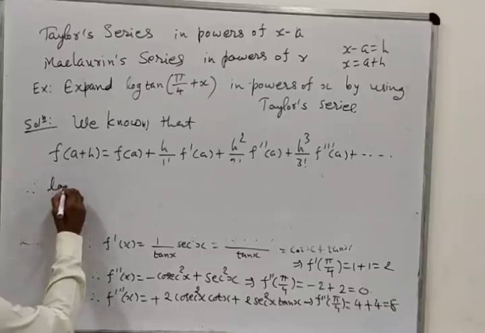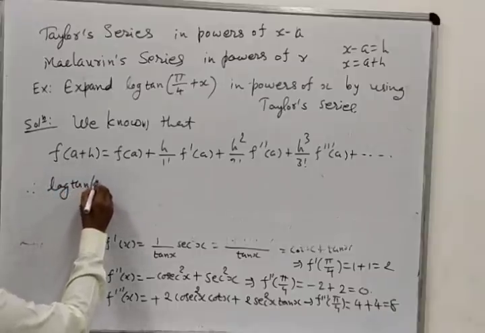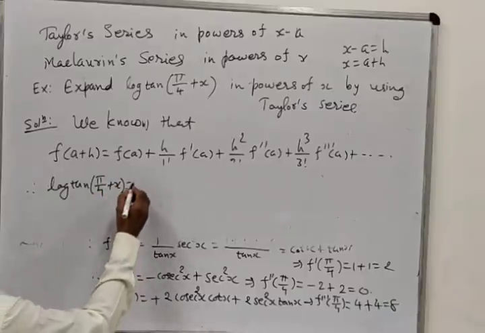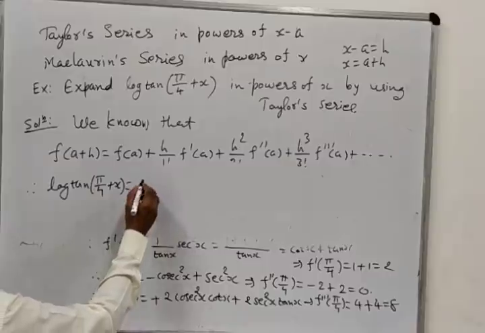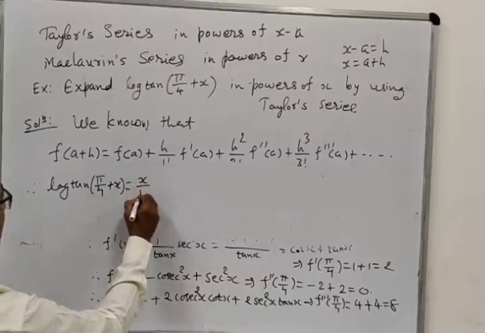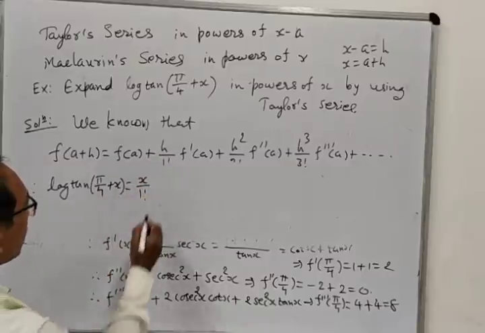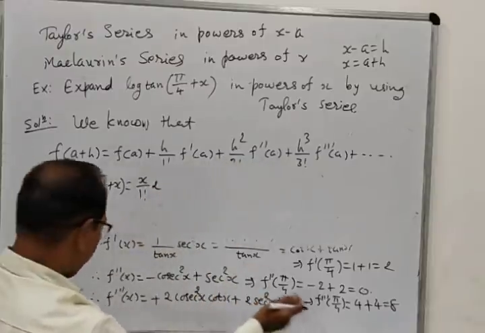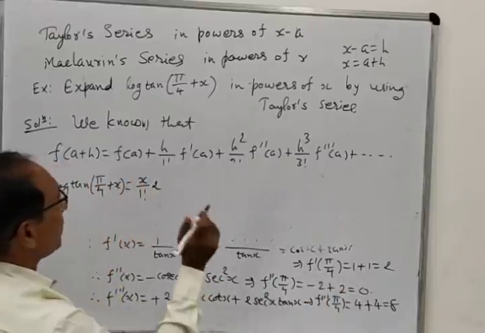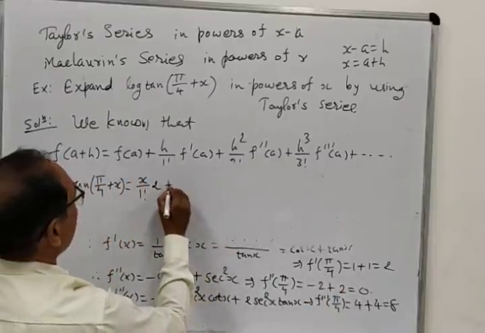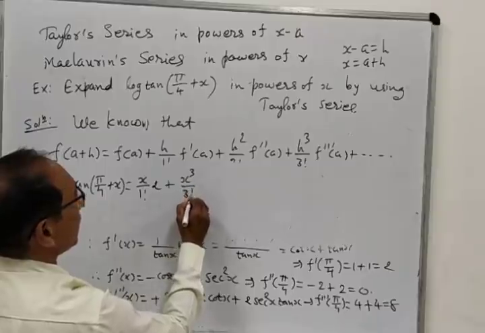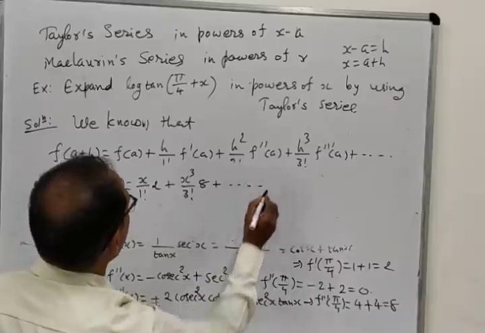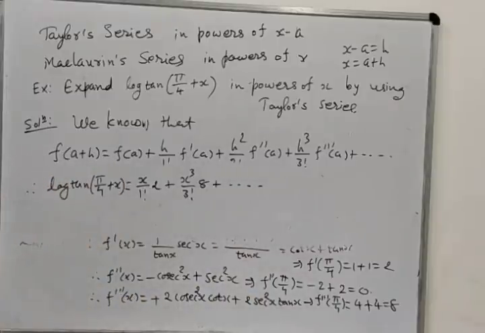Now we will put all the values in this series, and therefore our final answer is: f of a plus h is log of tan pi by 4 plus x. And f of a is 0, so we will not write it. h is x, so x upon 1 factorial, f dash a is 2. Plus h square by 2 factorial into f double dash a, but f double dash a is 0, so we will not write this term. Here it is x cube by 3 factorial, h is x and f triple dash a is 8. So plus dot dot dot. So this is the required answer.